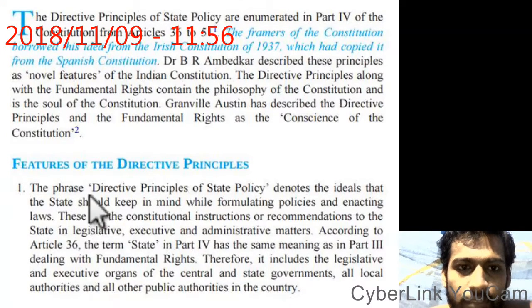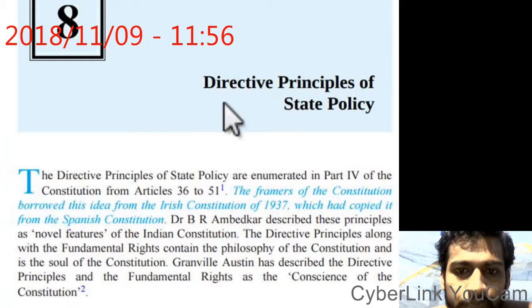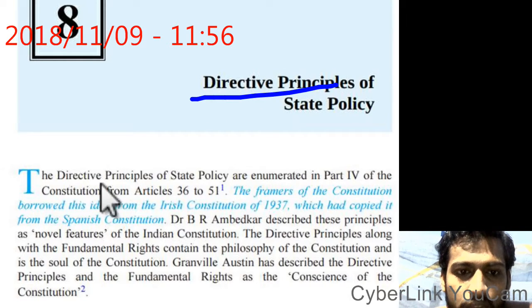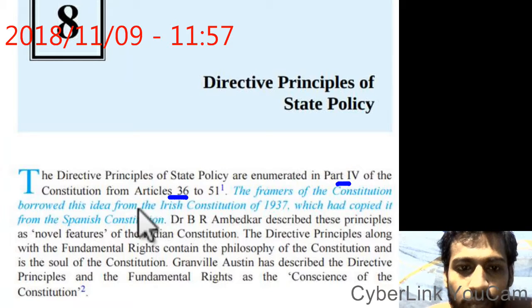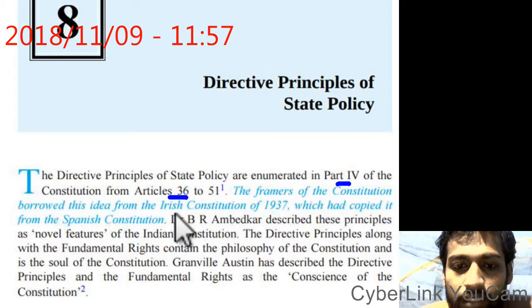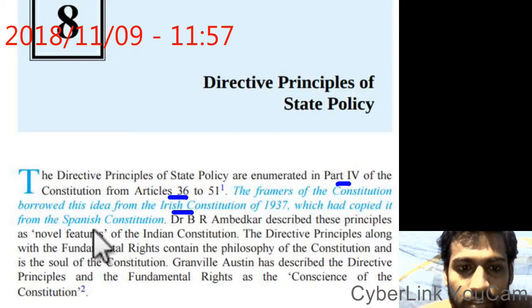So now discuss directive principles, important points. It is mainly enumerated in Part 4 of the Constitution, from Article 36 to 51. The framers of the Constitution borrowed the idea from the Irish Constitution of 1937, which had copied it from the Spanish Constitution, but we are taking it from the Irish Constitution of 1937.